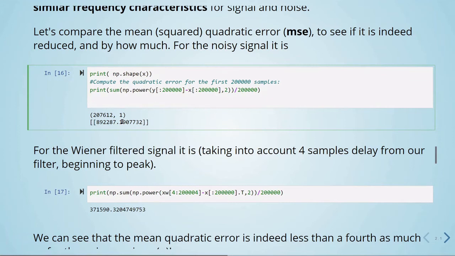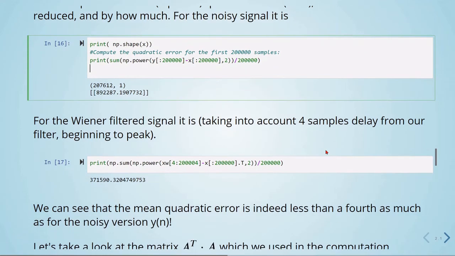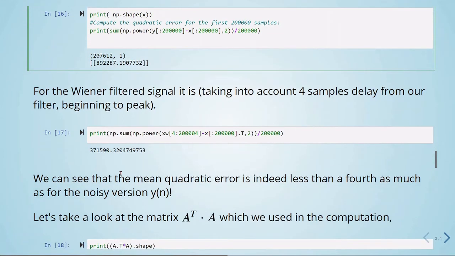So here we have it for the Wiener filtered signal. We need to take into account this 4 samples delay from our filter, so we have this shift here to compensate this 4 samples delay. But we see that there is indeed much less error. Maybe it's almost 2 times less than the noisy version.